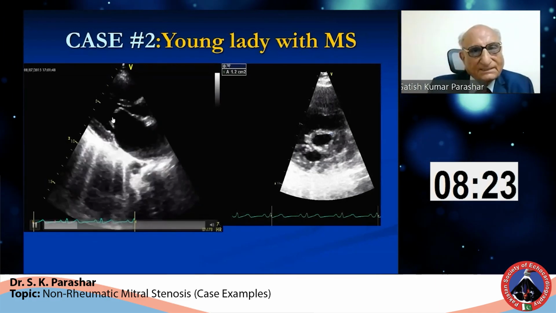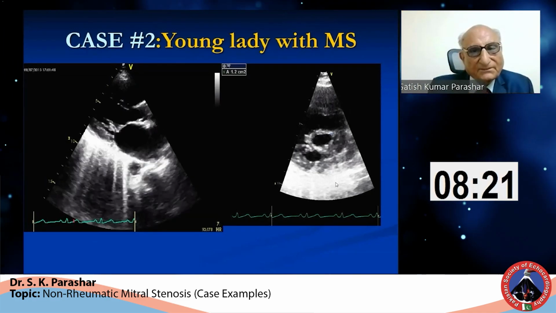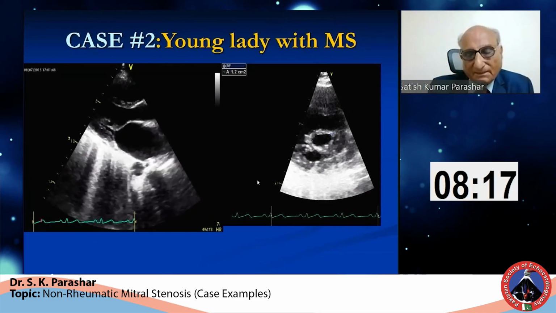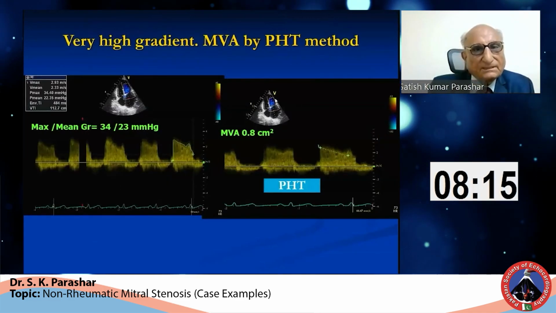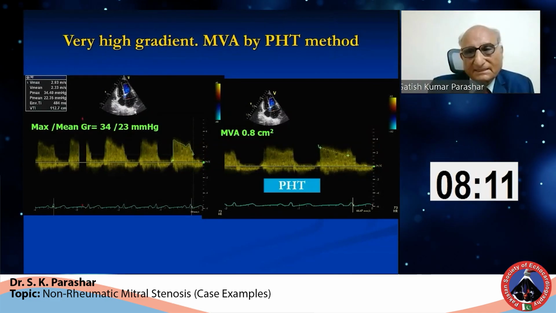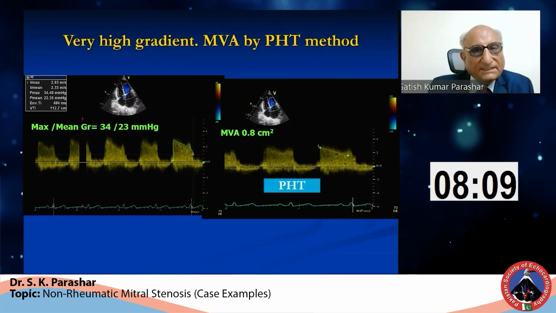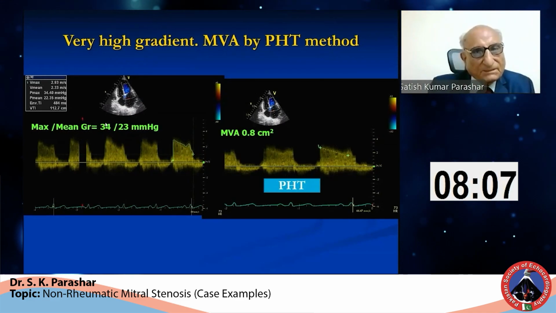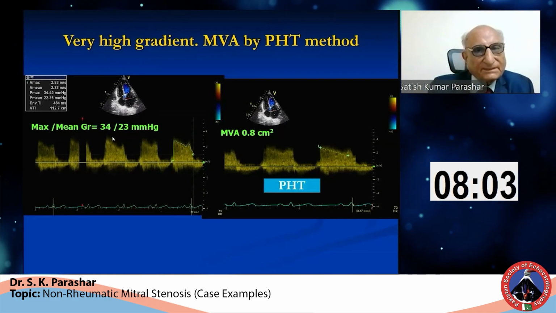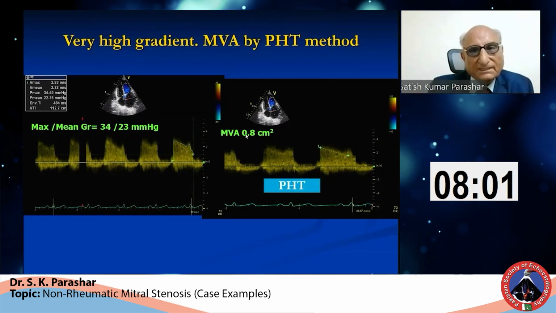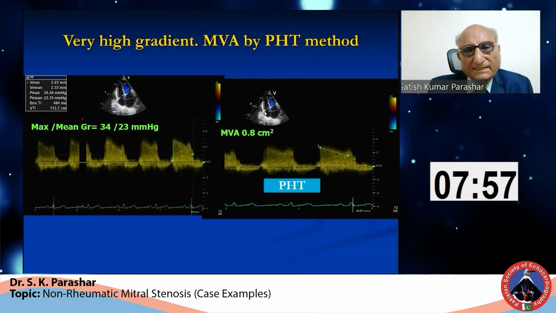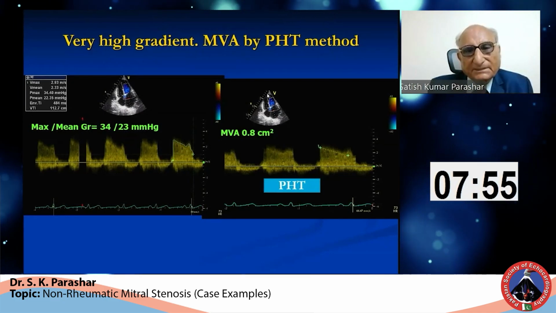So here you can see there is a good opening of the mitral leaflets, and the mitral valve area is 1.2 centimeters squared. But when we go to the apical view, we see that there is a significantly increased gradient, which is 34 and 23 mm Hg, which is much more than expected with a 1.2 centimeter squared area. And by pressure half time, the mitral valve area was 0.8 centimeter squared.